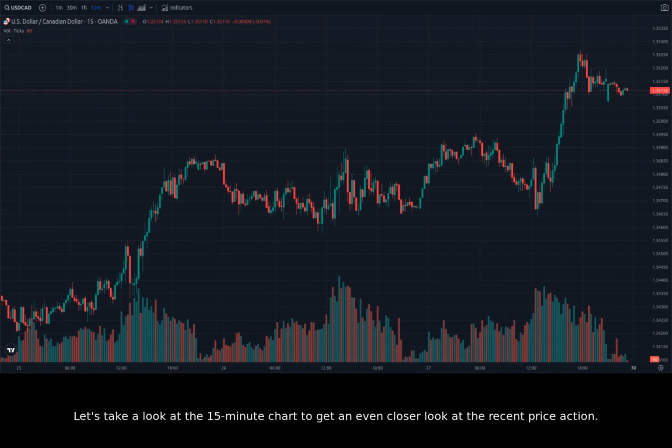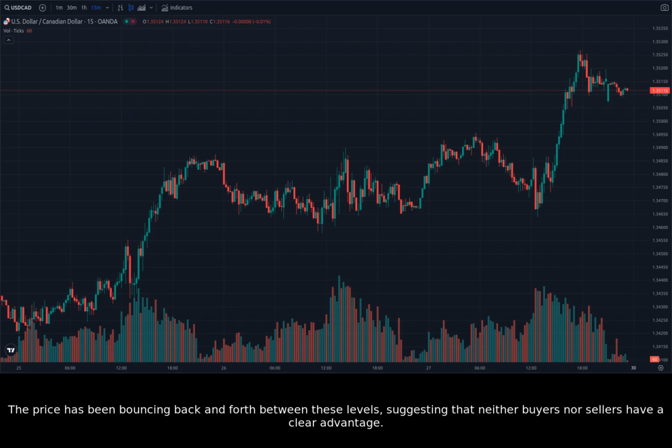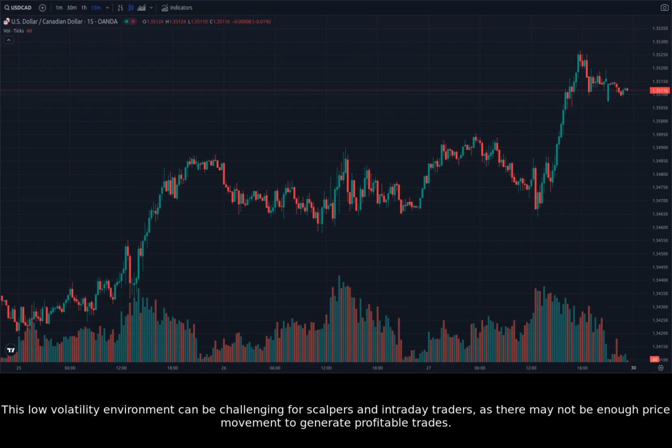Let's take a look at the 15-minute chart to get an even closer look at the recent price action. The 15-minute chart shows that USDCAD has been trading in a tighter range between 1.347 and 1.352 for the past few hours. The price has been bouncing back and forth between these levels, suggesting that neither buyers nor sellers have a clear advantage. We can see that the price has been forming a series of small candles, which is a sign of low volatility. This low volatility environment can be challenging for scalpers and intraday traders, as there may not be enough price movement to generate profitable trades.